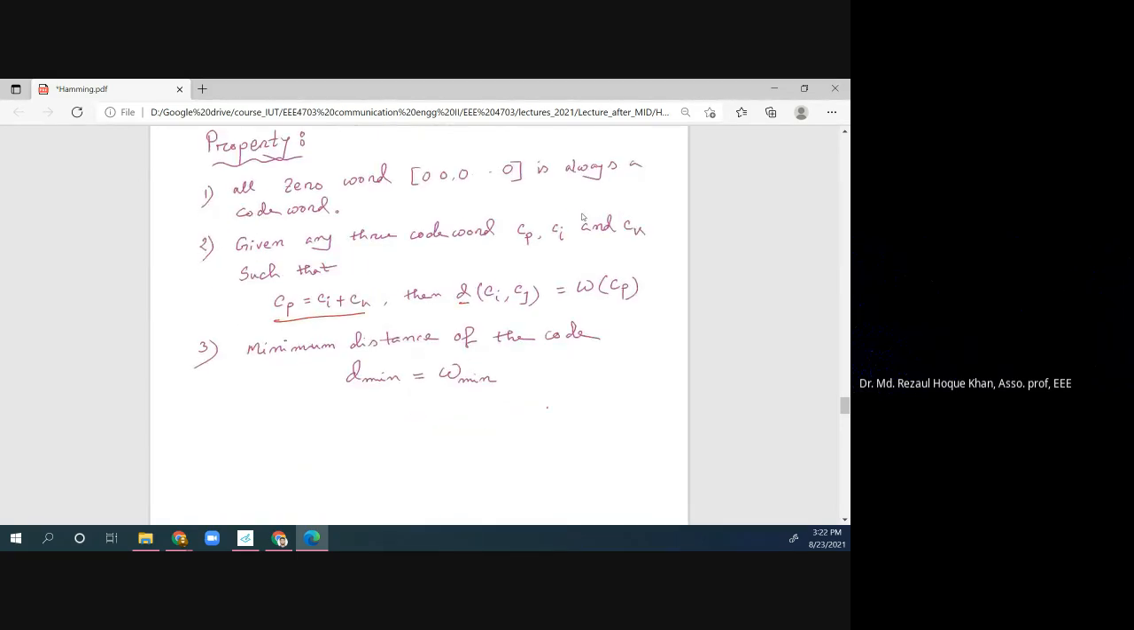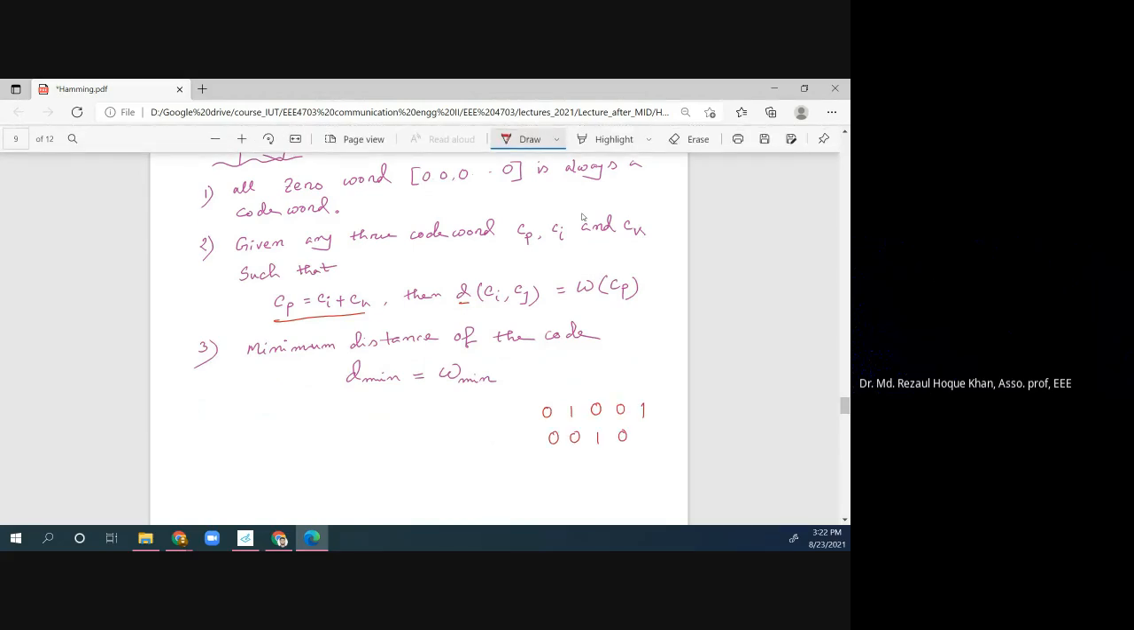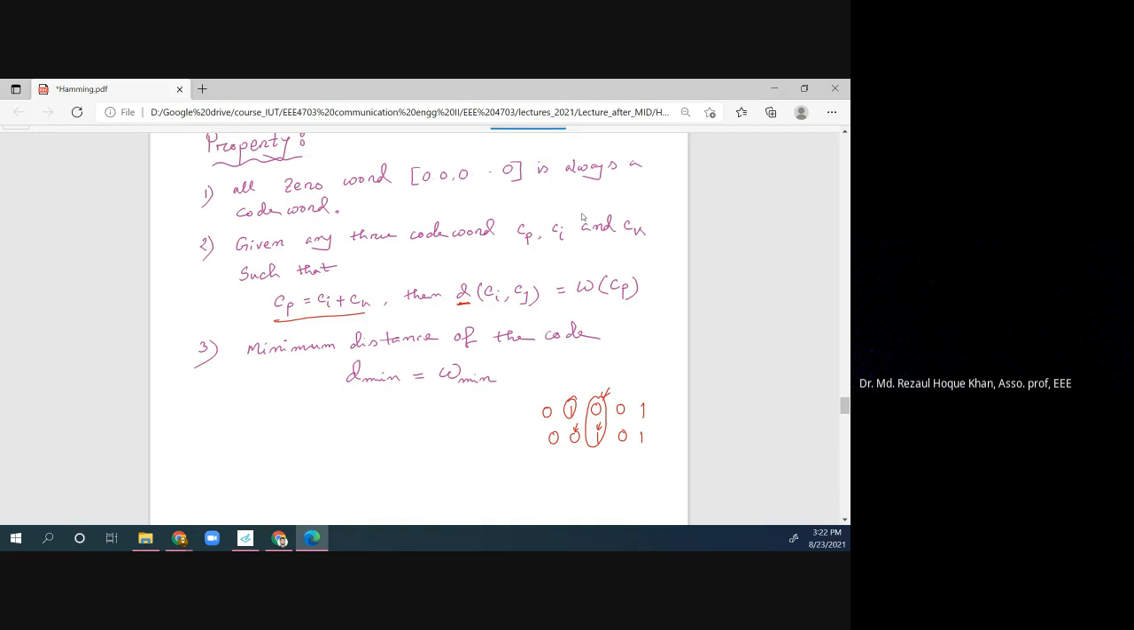For example, you transmitted 0 1 0 0 1 and you receive 0 0 1 0 1. How many changes happen? Here the changes happen. This is transmitted, this is received. So one bit changes, and this is a second bit change. This is the Hamming distance, so a Hamming distance of 2 happens. And what is this W? W is nothing but the weight. So a linear block code will satisfy these three conditions.